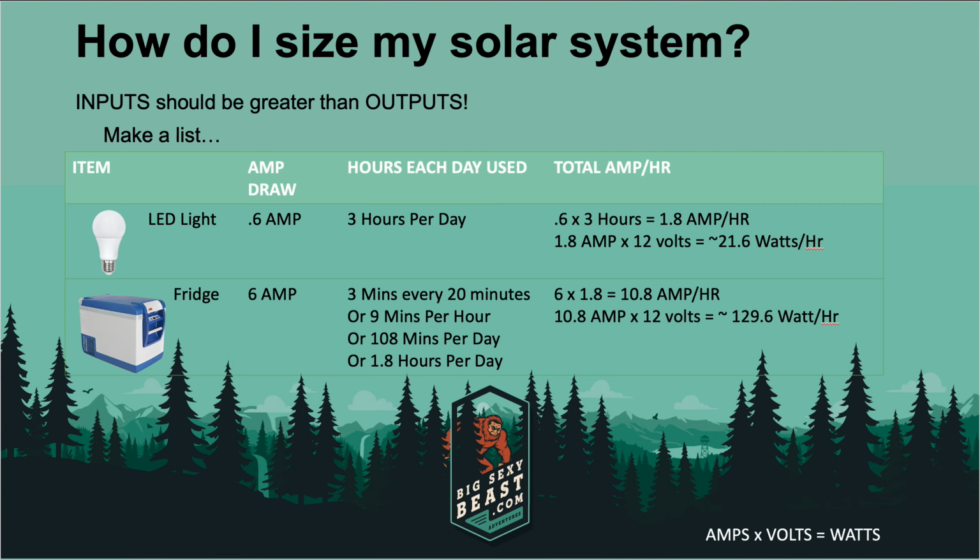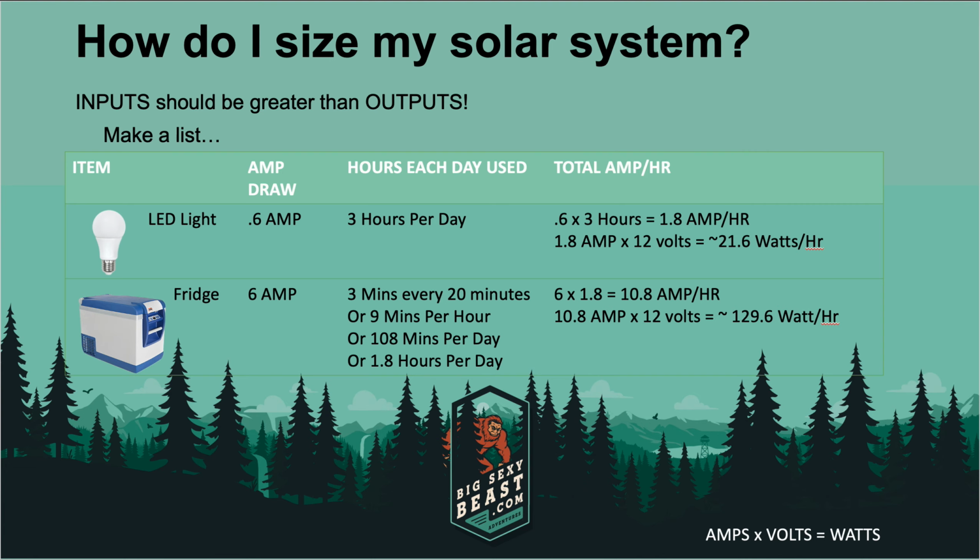Think about it like this. Your fridge may kick on and run the compressor for 3 minutes, and it may do that every 20 minutes, which means that it's going to do it 3 times an hour, or 9 minutes per hour, and in 12 hours it's going to do that 108 minutes for 12 hours, because typically your fridge is going to run more in the daytime than it does at night because it's warmer during the day, or 1.8 hours during the daytime is how long your fridge is going to run all those different times it kicks on and off. So you do that for each one of your different devices that you're going to be powering from your system.